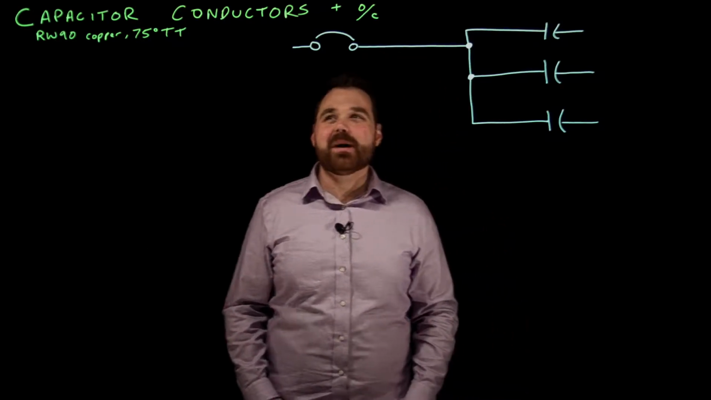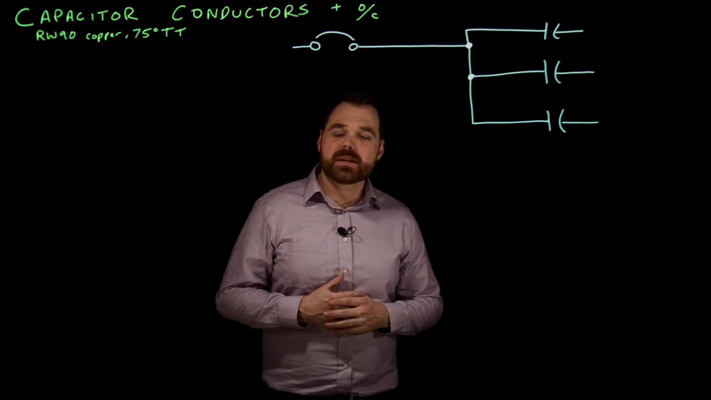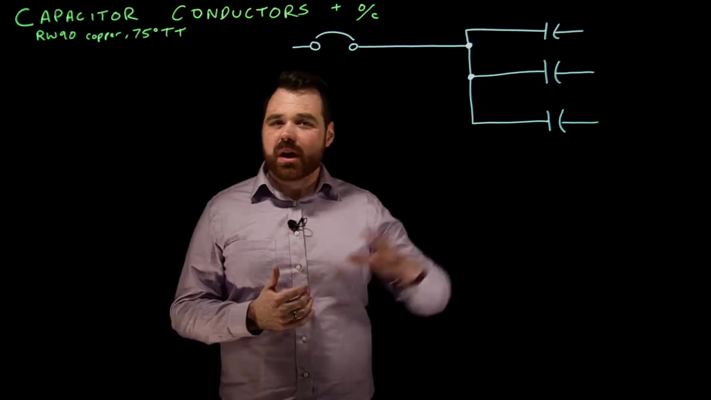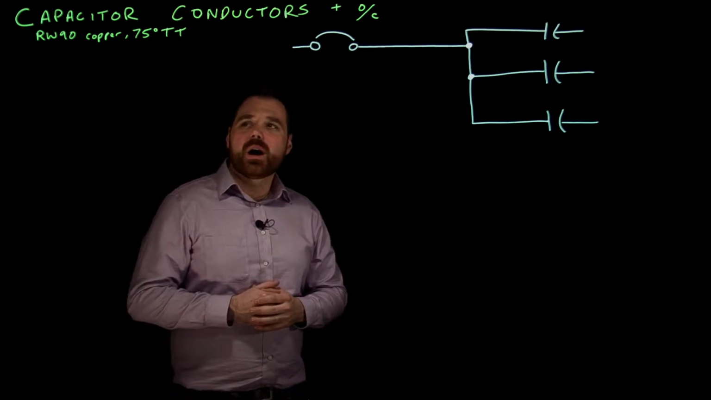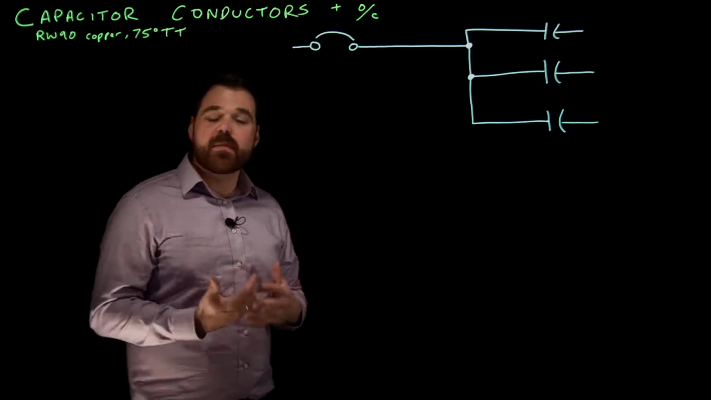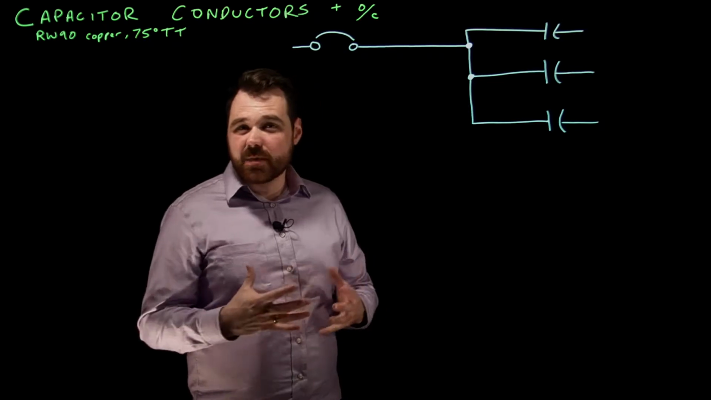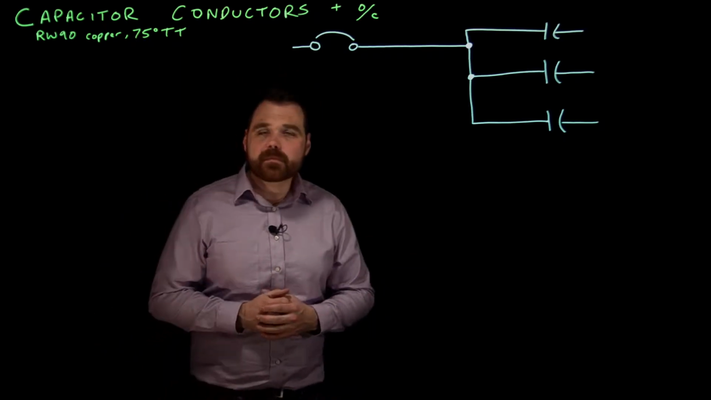Hi, welcome back. We're going to talk today about some code requirements, specifically for capacitor branch circuits, or circuits supplying multiple capacitors, or even single capacitors we'll touch on. So basically, a capacitor is a special device. We're going to use it for things like power factor correction, typically when we're talking a larger voltage type situation.